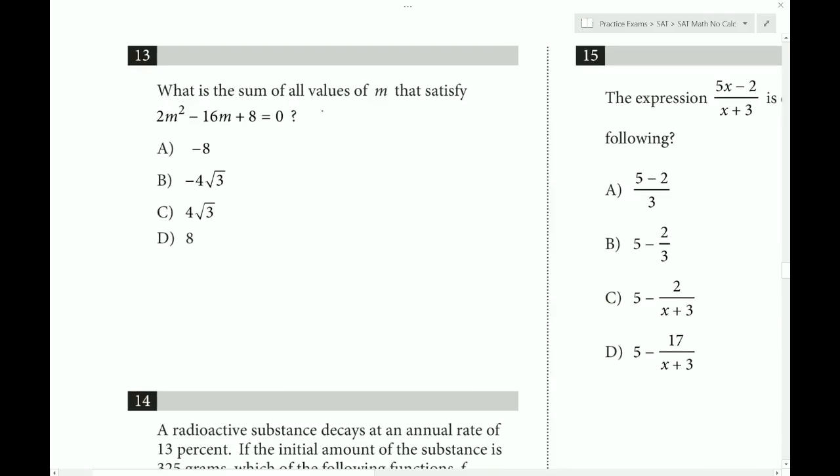Next, what is the sum of all values of m that satisfy this equation? So our first step is going to be to factor out a 2, which is a common factor for all three terms. So we get m squared minus 8m plus 4 equals 0. Then we can divide by 2 on both sides, effectively canceling out the 2. Next, we'd factor this using a trinomial factoring approach. So we have same negative, and the numbers are either going to be 2 and 2 or 4 and 1. Right, 1 and 4, 2 and 2.